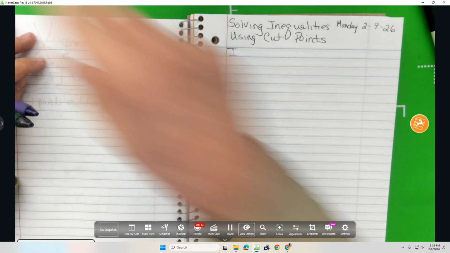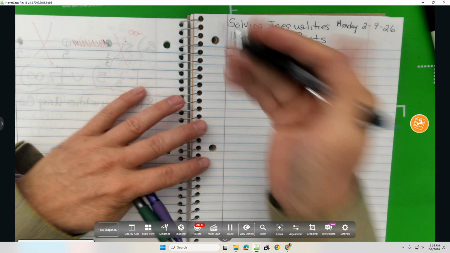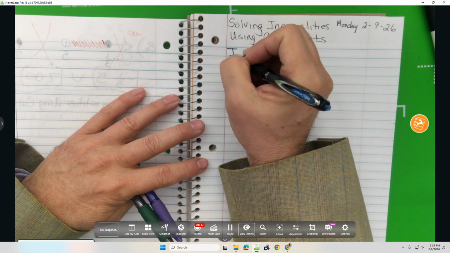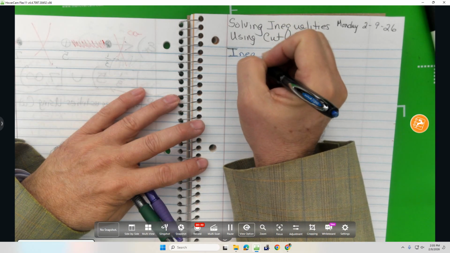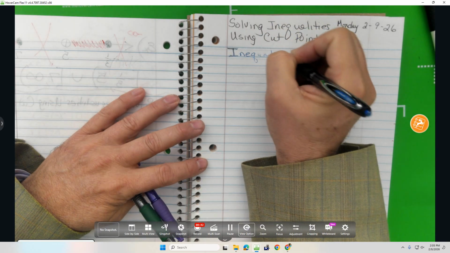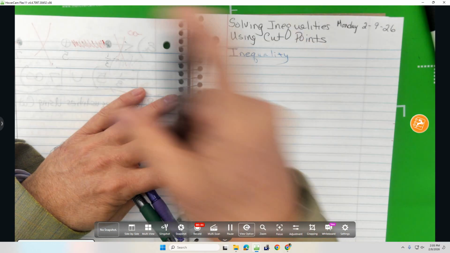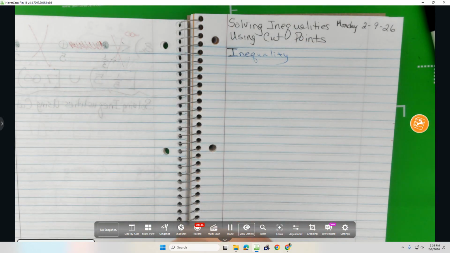Okay, throw. An inequality. I think we can get rid of this one too. What am I holding now?